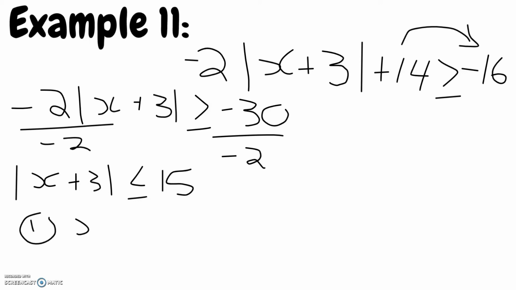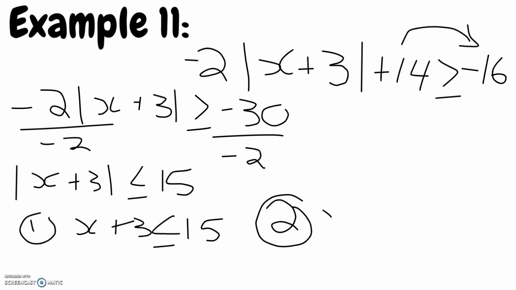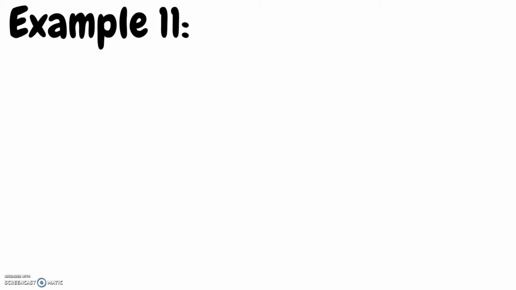And now we are going to break this down into cases because we've simplified our inequality. So the first case is going to be that x plus 3 is less than or equal to 15. And then in our second case, we are going to say that x plus 3 is greater than or equal to negative 15. So now I am going to clear my screen and solve these two cases.